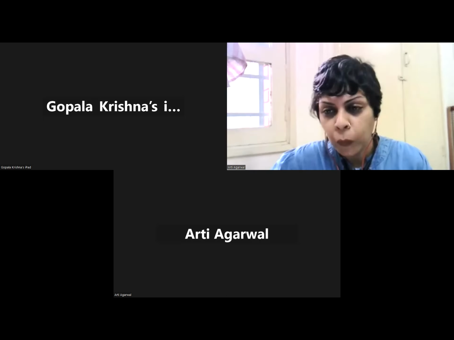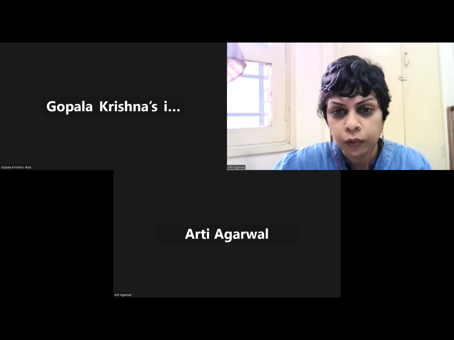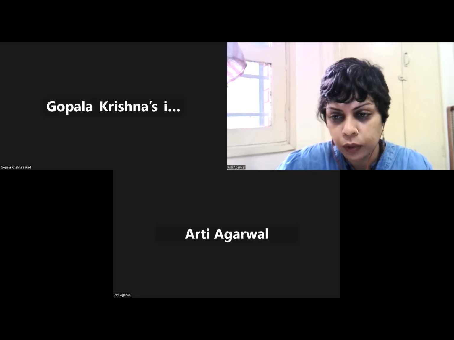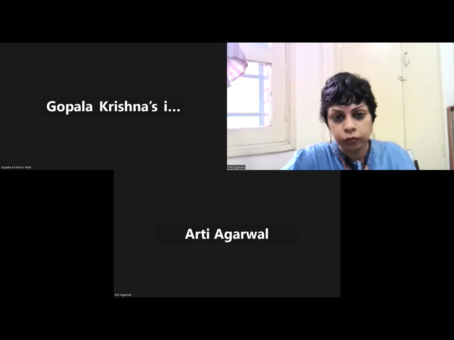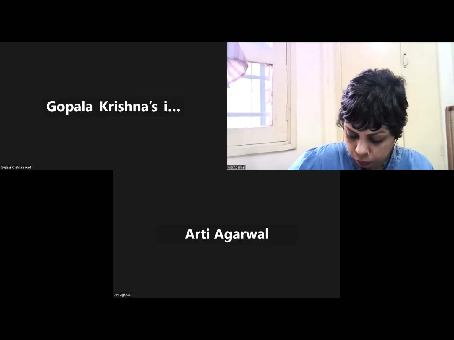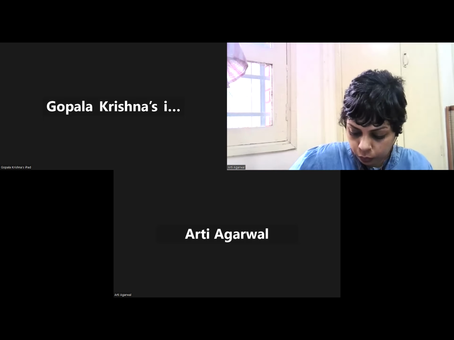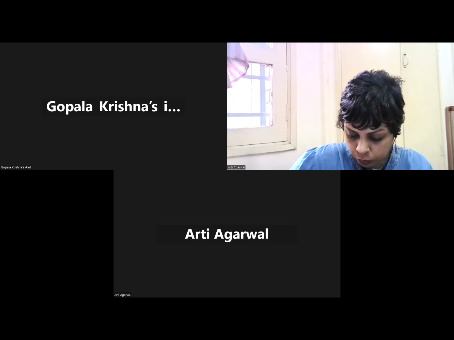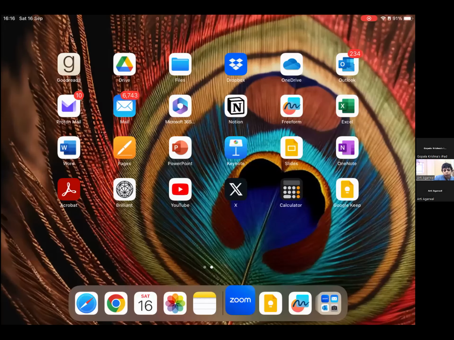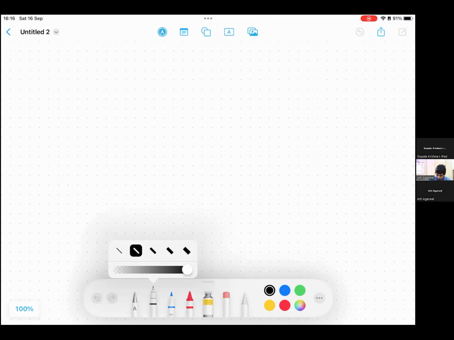Okay, so let me first go through the offering diagram, and then we'll discuss the SDO toolkit. My screen is visible. So we are doing the offering diagram.